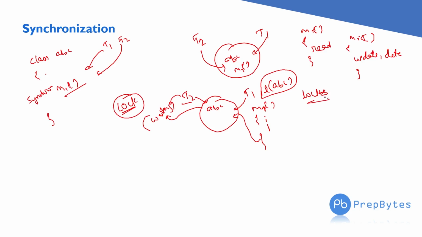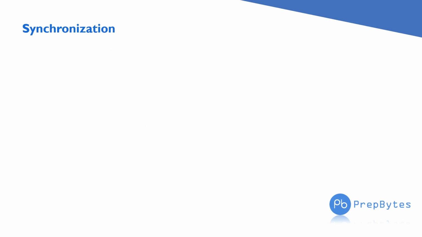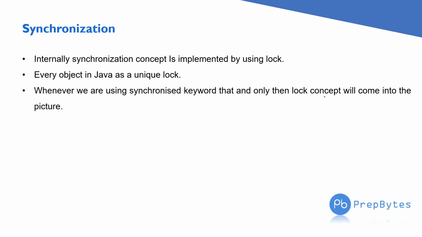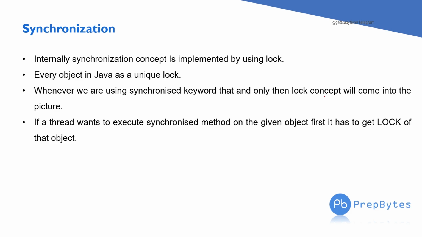Let's see these points. Internally, the synchronization concept is implemented by using locks. Every object in Java has a unique lock. I've told these points. Whenever we are using the synchronized keyword, then and only then does the lock concept come into the picture. If a thread wants to execute a synchronized method on a given object, first it has to get the lock of that object. These are the points that I just explained.